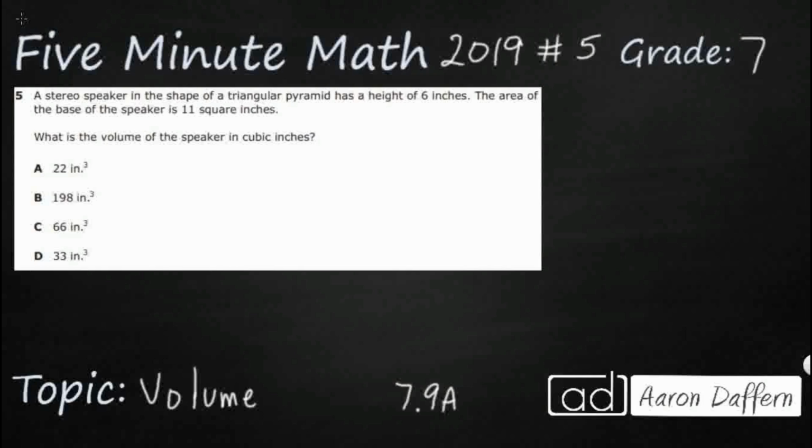So we have a stereo speaker in the shape of a triangular pyramid. Now, if this were given to you as a picture, I don't think it would be as confusing as this problem actually is, but it's just words. They give you the height, and they give you the base. So we simply need the volume.